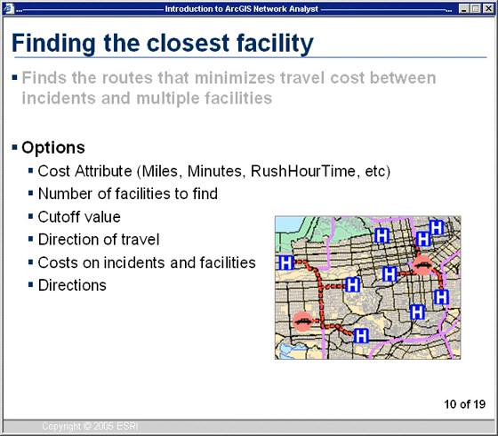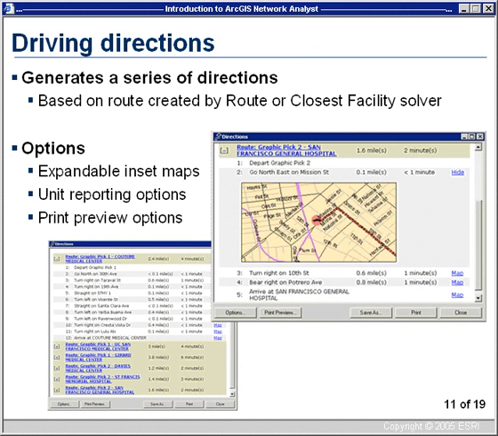You can also specify the travel direction so that the route is from the facility to the incident or from the incident to the facility. You can add costs on the incidents or facilities to represent additional time spent at either the beginning or the end of the route. And again, just like with the best route solver, you can generate directions for the routes between an incident and a facility. Let's take a quick look at the options you can set for the driving directions, and then I'll be back to demonstrate how to use the closest facility in ArcMap.